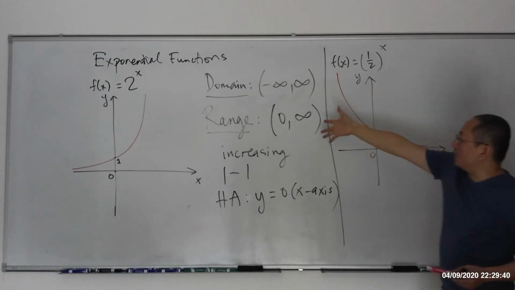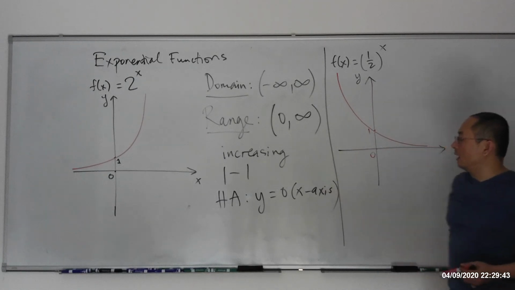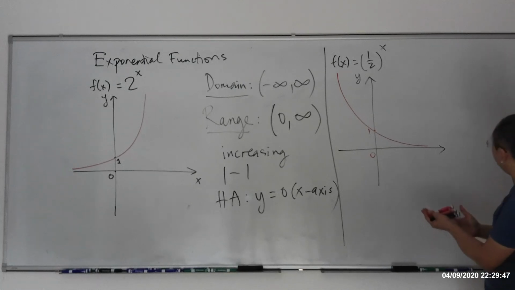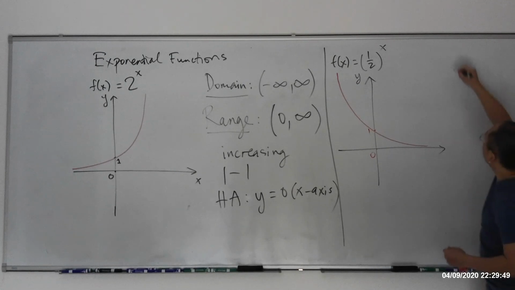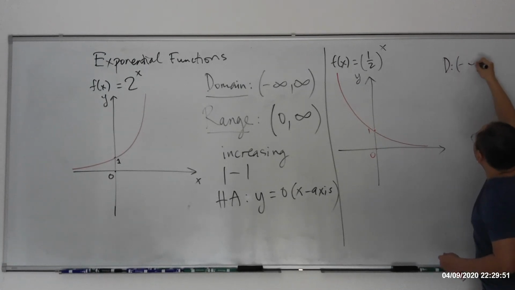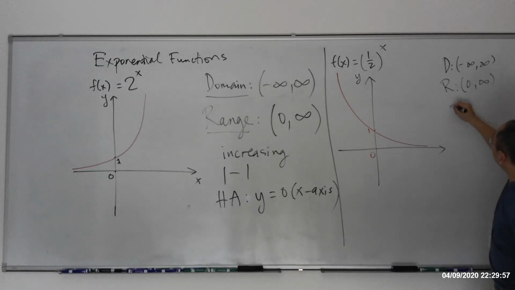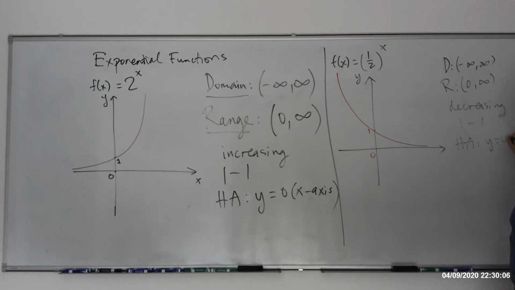All the properties carry over except for the monotonicity property. It's not increasing anymore. It is decreasing. Domain is still negative infinity to positive infinity. The range is 0 to infinity. Decreasing, and of course still one-to-one. The horizontal asymptote is at y equal to 0, which is the x-axis.